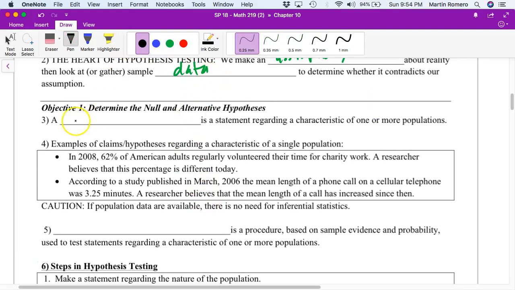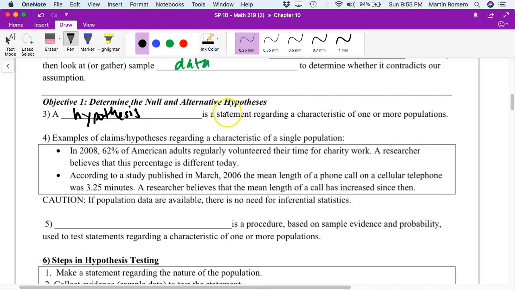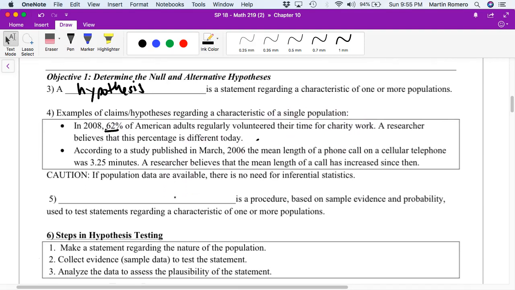First, let's define what a hypothesis is, at least in terms of statistics. A hypothesis is a statement regarding a characteristic of one or more populations. Examples of claims regarding a characteristic of a single population: 62% of American adults volunteered for charity work, and a researcher could say, I believe that percentage is different today. That would lead to hypothesis testing of the hypothesis that 62% of Americans volunteer for charity work. Another example: according to a study published in March 2016, the mean length of a phone call is 3.25 minutes. The researcher believes the mean length has increased since then. Again, there's a hypothesis about what we think is true, and then we can look at sample data to see what conclusions we can make about that hypothesis.